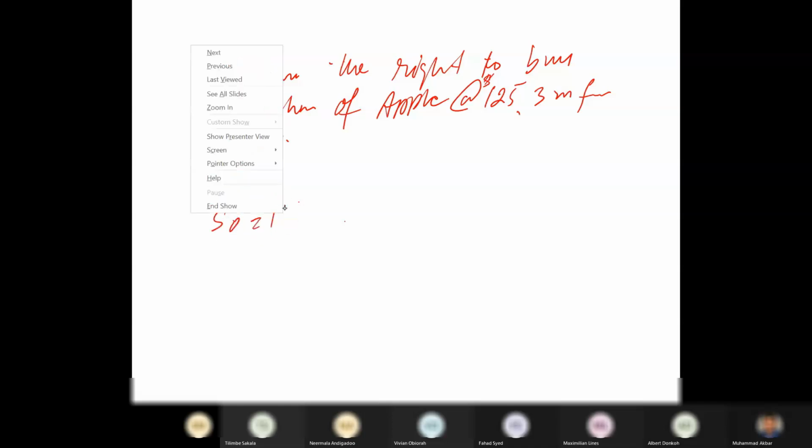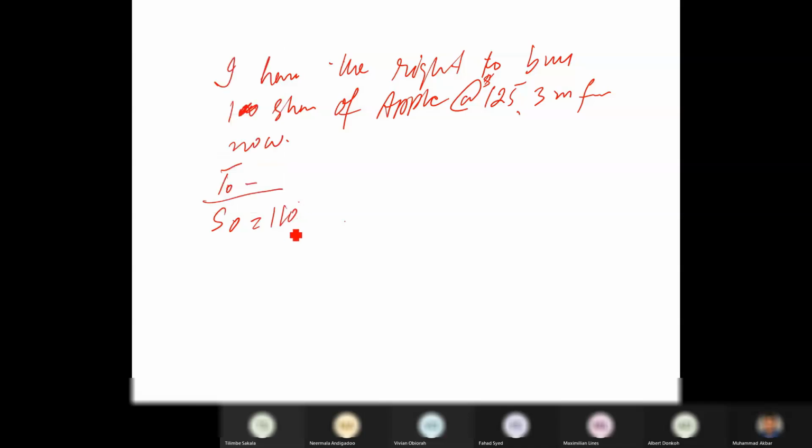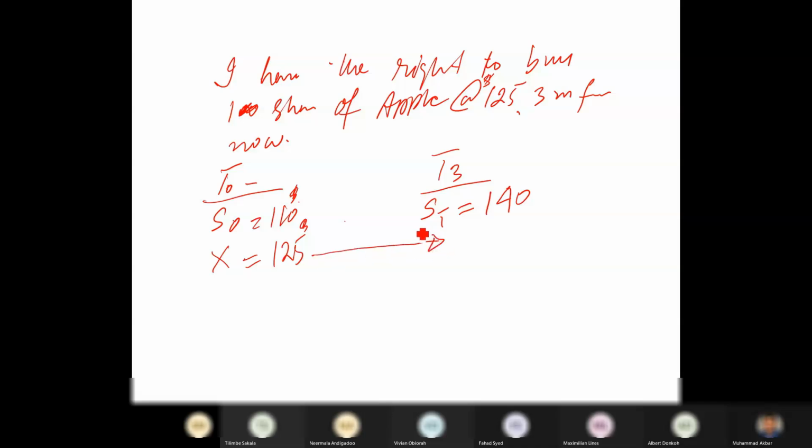Okay, and let's suppose today at T0 the stock price is 110, and the exercise price is 125. Let's suppose 3 months later, what is happening? The stock price is 140. The exercise price will not change. It is fixed because we fixed the price when we purchased this call option.